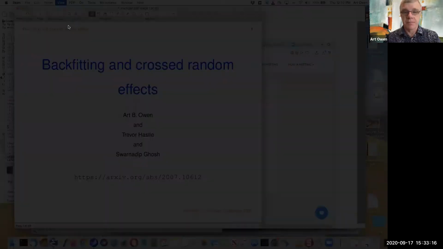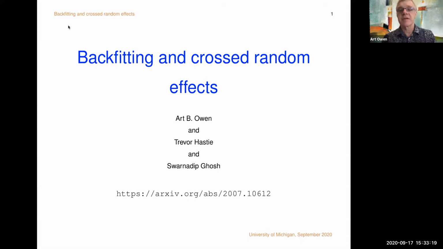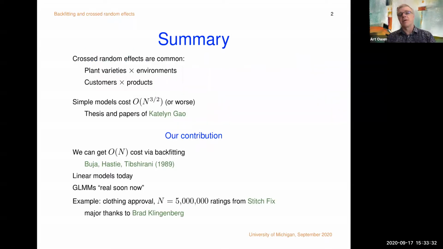Okay. So I'm here to talk about backfitting and cross-random effects. This is joint work with my colleague Trevor Hastie and our student Swarnadip Ghosh, and we posted it to arXiv. In summary, cross-random effects are pretty common. You could have plant varieties by environments, customers and products. Anywhere there's a many-to-many mapping, you could be looking at cross effects, and often you want them to be random.